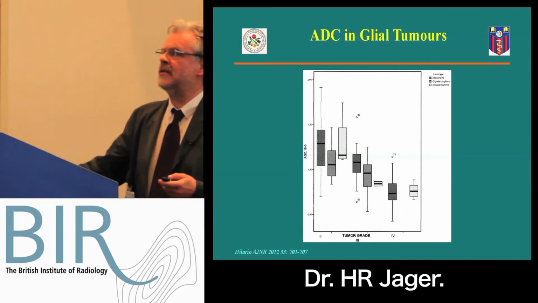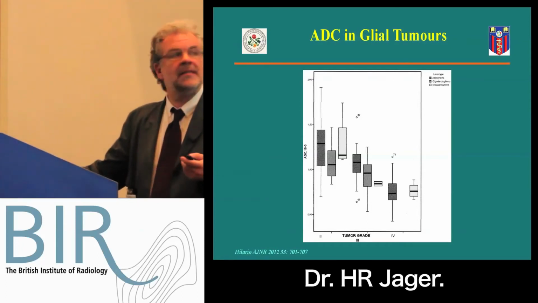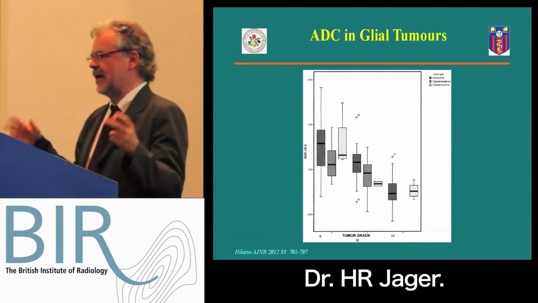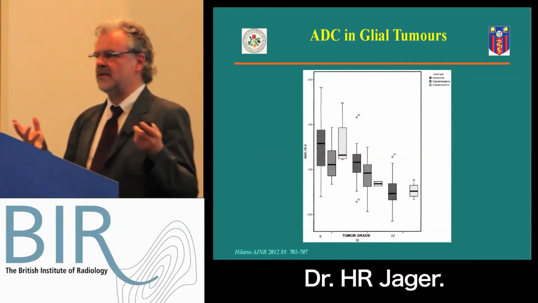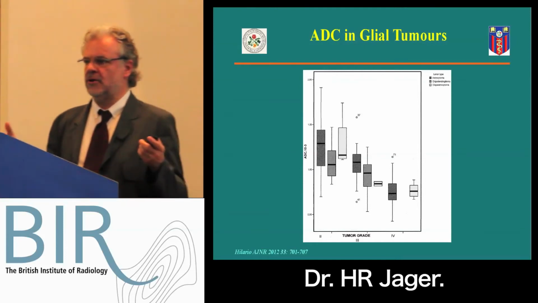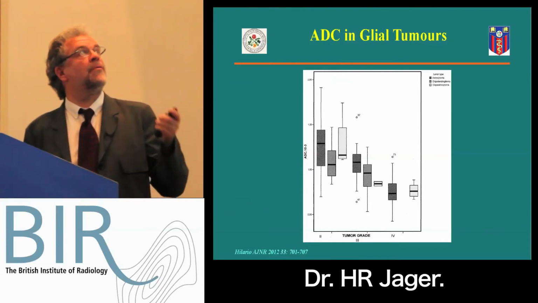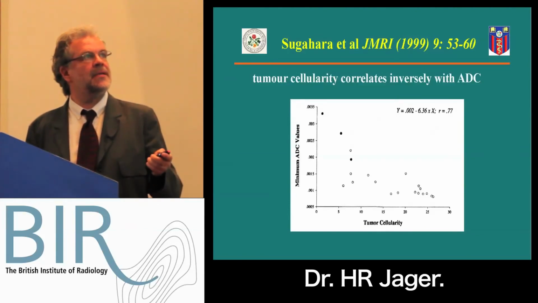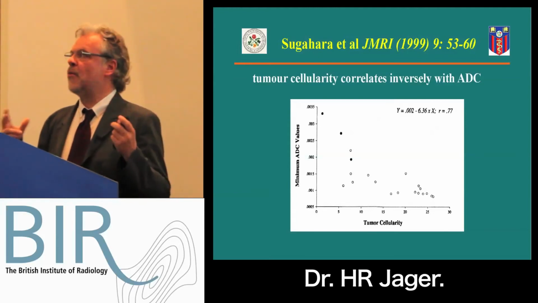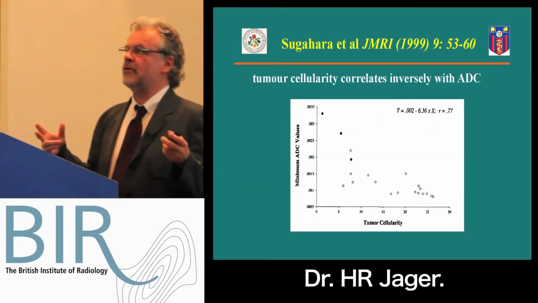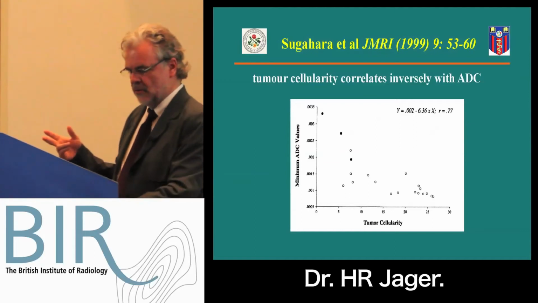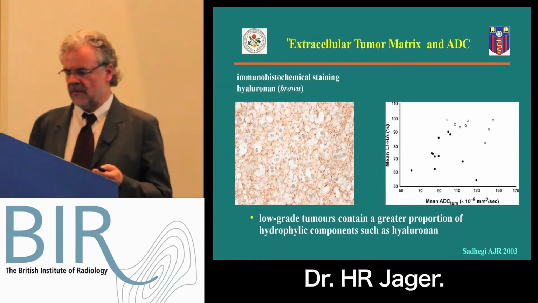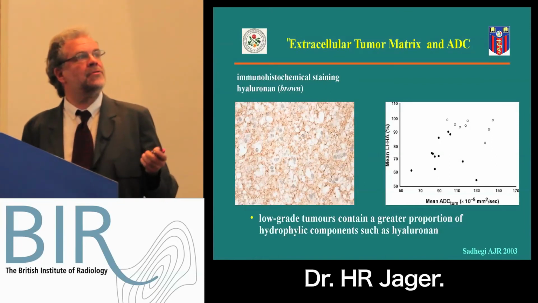What actually makes the diffusion changes? What does it depend on in the tumors? In stroke, we know the cells swell, you have cytotoxic edema, the extracellular movement is restricted. But what is the reason for diffusion changes in tumors? A seminal paper by Sugahara from the Kumamoto group compared tumor cellularity with ADC maps and showed an inverse relationship. So the more cells you have, the denser it is, the more you restrict the diffusion. But it's not the whole story. There's also something about the tumor matrix. You have something which is sort of like hyaluronan or other hydrophilic substances.